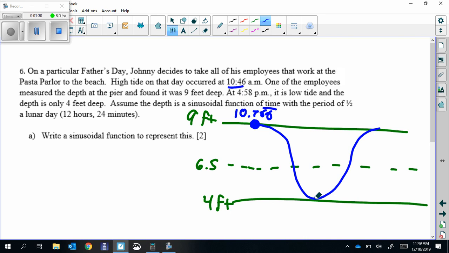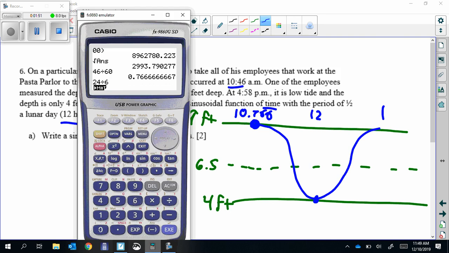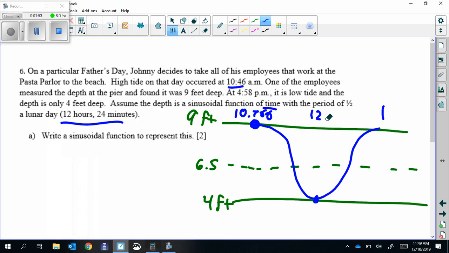Then it is 6 hours and 12 minutes later. It's down here because the entire period is 12 hours and 24 minutes, which would be 6 hours 12, 6 hours 12 again. And that's the entire period, 12 hours, 24 minutes. 24 minutes, similar to what we just did, would be 0.4. So 12.4 is the period.